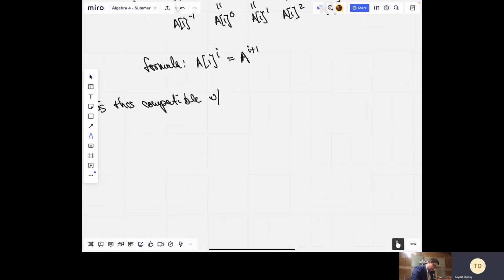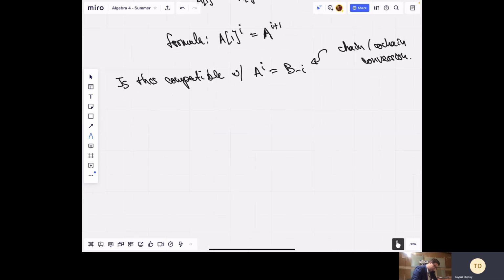With the convention that A_i is equal to B_{-i}. So this is the chain-cochain conversion. Okay, so let's define B tilde, so that B tilde_{-i} is equal to A_{1,i}.